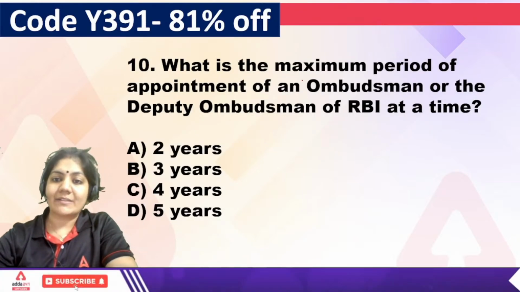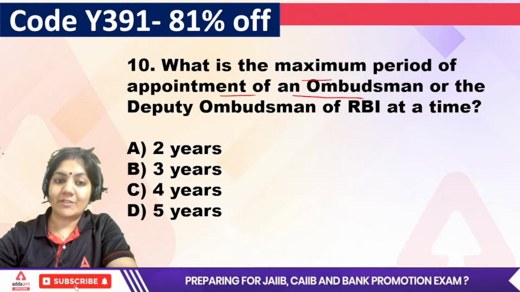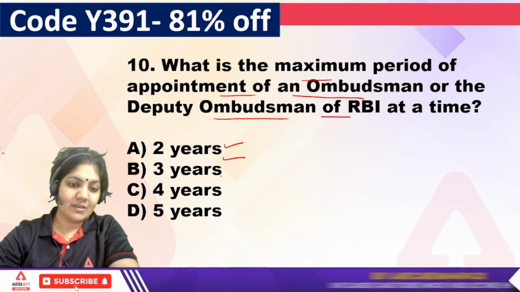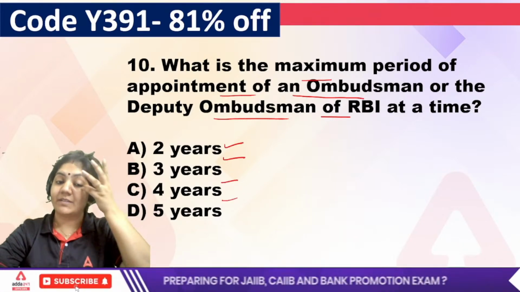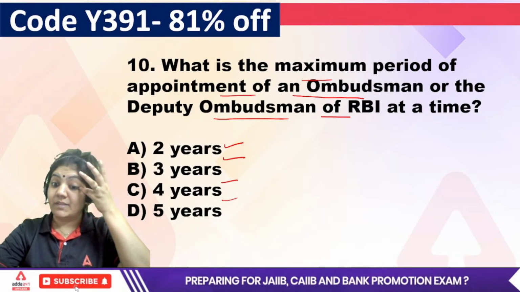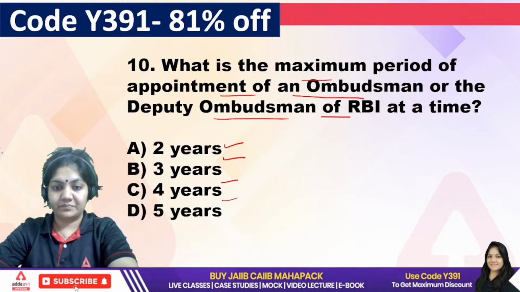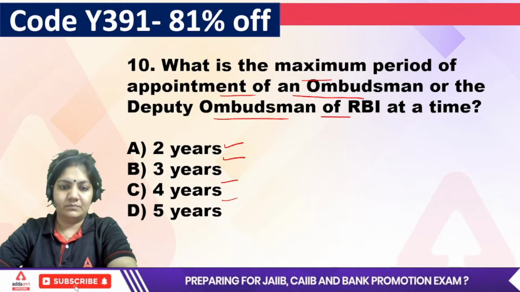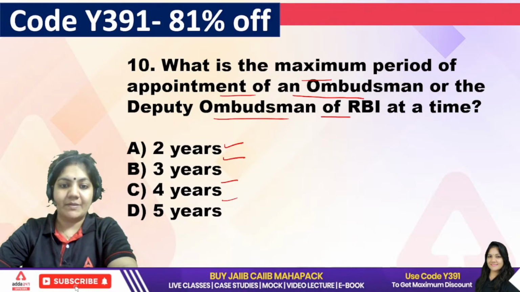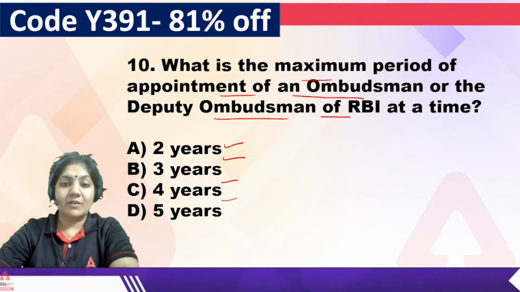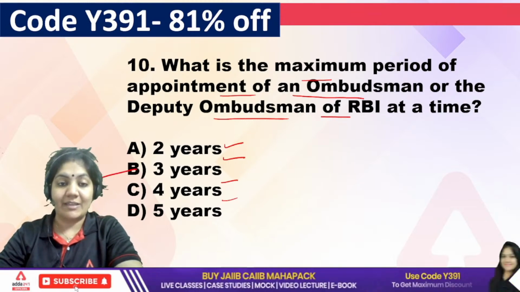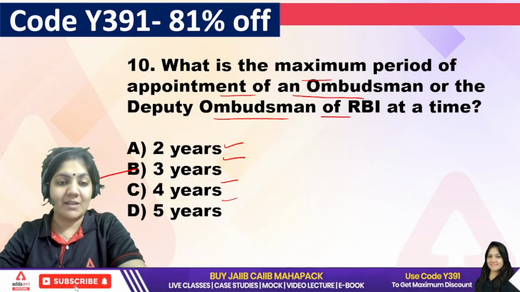Next. What is the maximum period of appointment of an Ombudsman or Deputy Ombudsman of RBI at a time? 2, 3, 4, 5. This is also very important. So the maximum period of appointment of an Ombudsman or the Deputy Ombudsman of RBI at a time is 3 years. 10th one, B is the right answer. Same thing that is given in 2006.